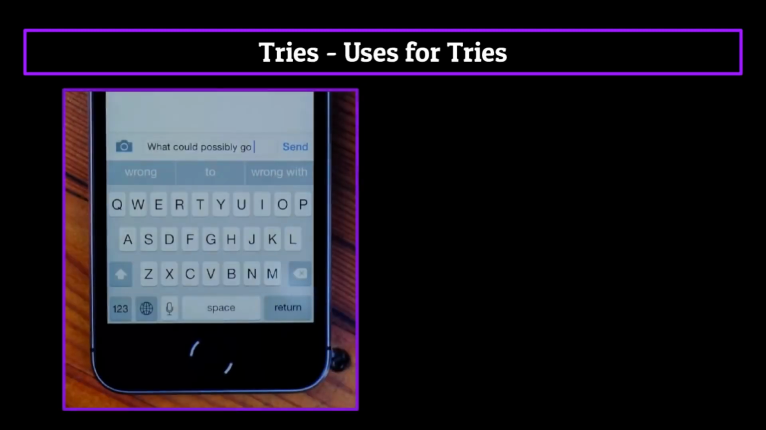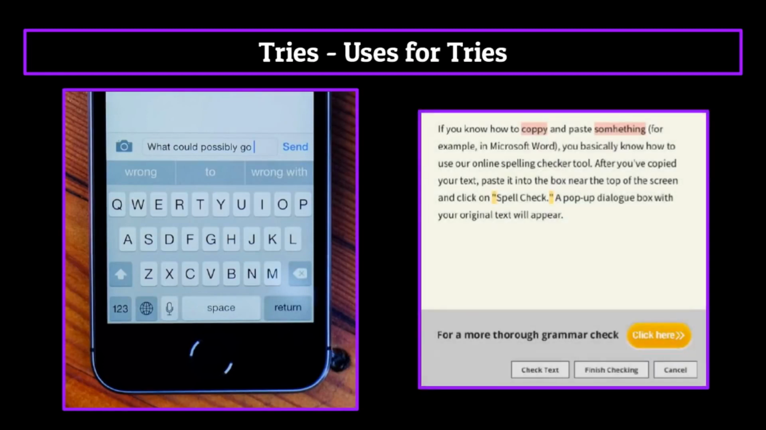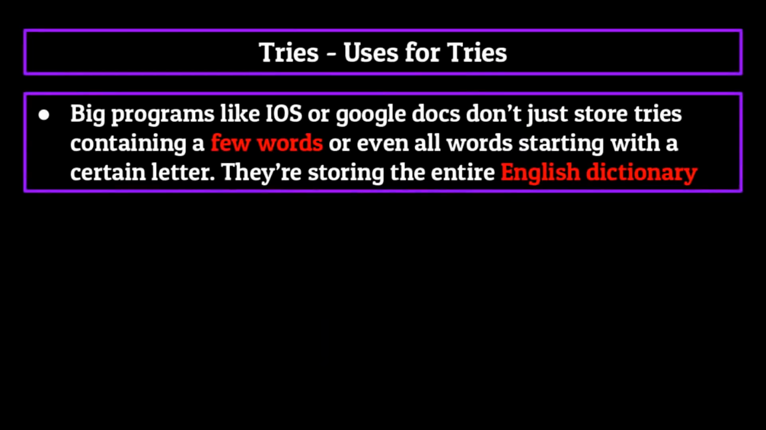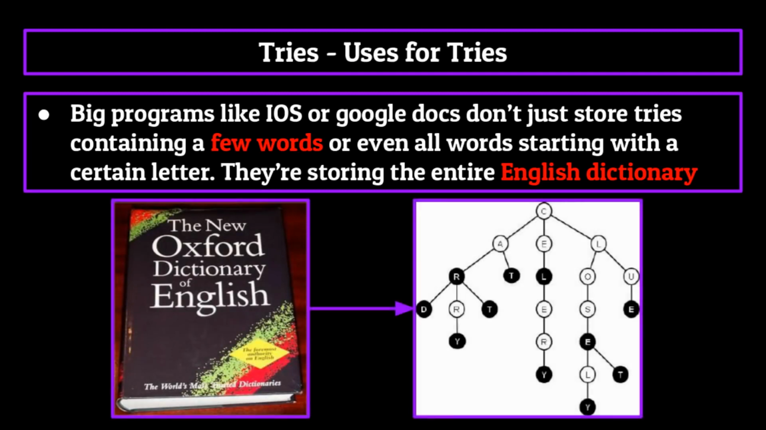Now, have you ever used the autocomplete feature on your iPhone or spell check on a Google Doc? Because if so, you have already experienced the overwhelming power of tries, as they are used for both of these extremely useful features. This mainly has to do with the fact that for big programs like iOS or Google Docs, they're not just storing a trie containing a few words or even all the words starting with a certain letter like we tried to replicate. They're storing the entire English dictionary. Storing the entire dictionary in a trie seems like a tall task, but it can and has been done.